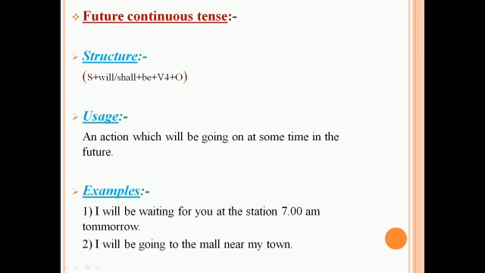I will be waiting for you at the station at 7 a.m. tomorrow. Second example, I will be going to the mall near my town. I will be going to the mall near my town tomorrow.